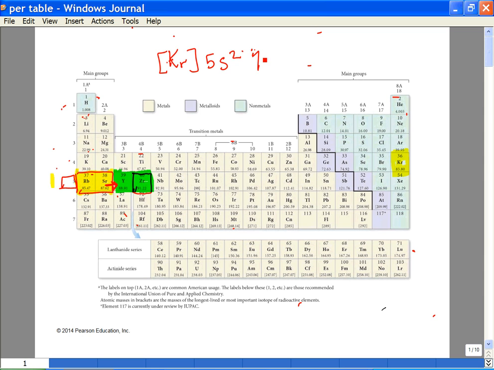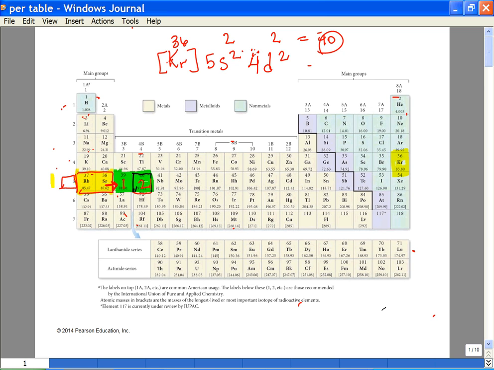So that means we need to go down by 1, so this is going to be 4, and these are the D blocks. So then you have 5s2, 4d2. When you check it out, that's 36 electrons here in krypton. Then you've got 2 in your s orbital and 2 in your d orbital. So that is a total of 40 electrons, which is the correct atomic number for zirconium.